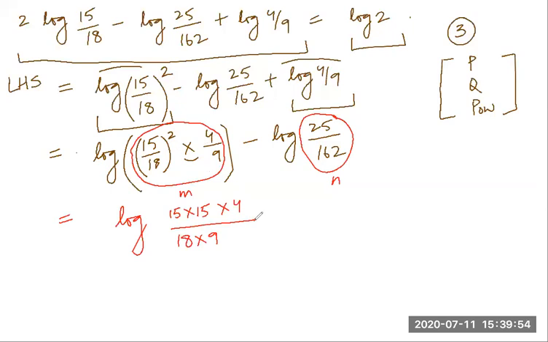I'm expanding this, right? So what will it become? Divided by 25 by 162. Am I right, students? Is it right? Sir, here the 18 square is 18 into 18, not 18 into 9. It should be 18 into 18. Yes. Am I right now? Yes, sir. Correct.